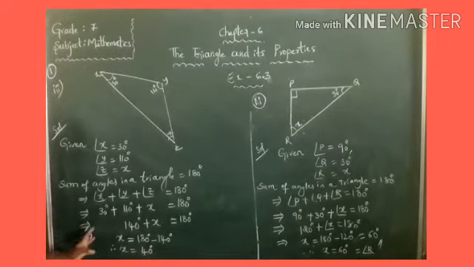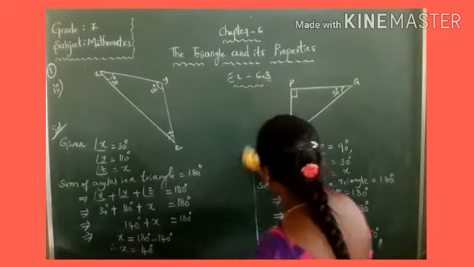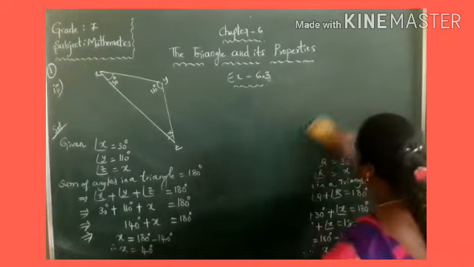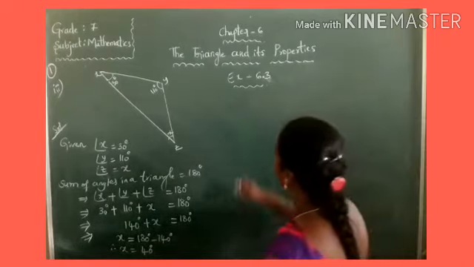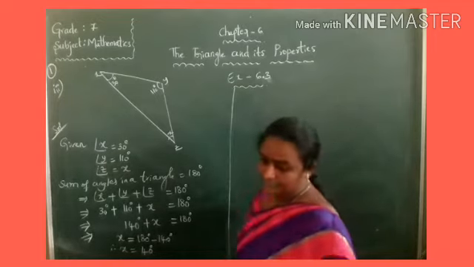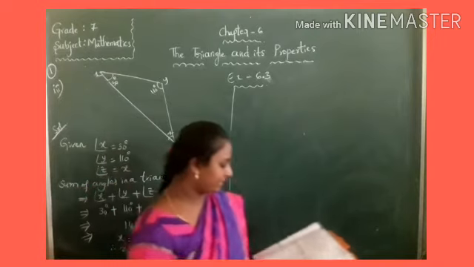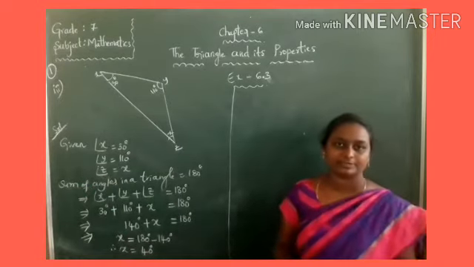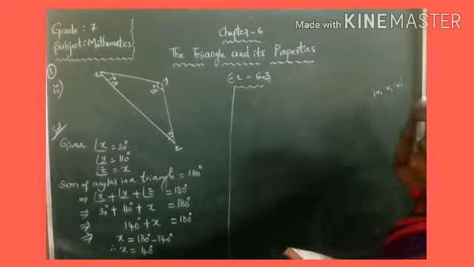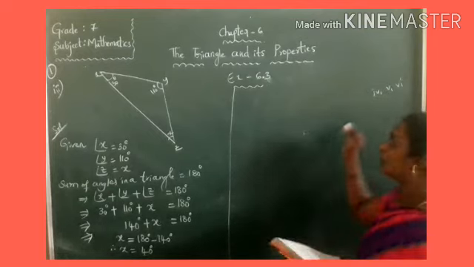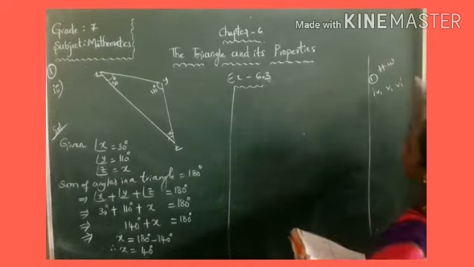Okay children? Right. So next, second question. So copy it. Second question. Remaining 4, 5, 6 in the first problem, you have to do yourself. So that is homework in the first problem.